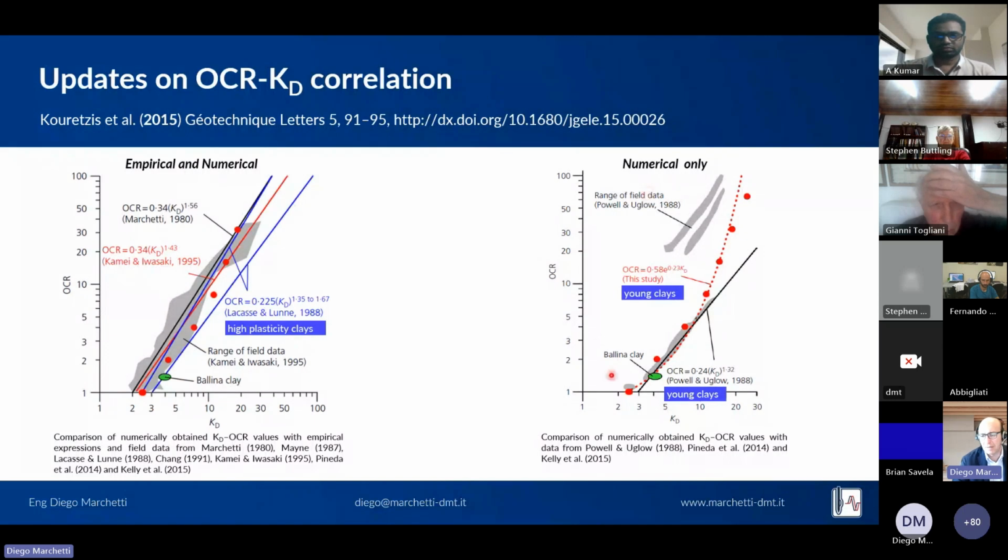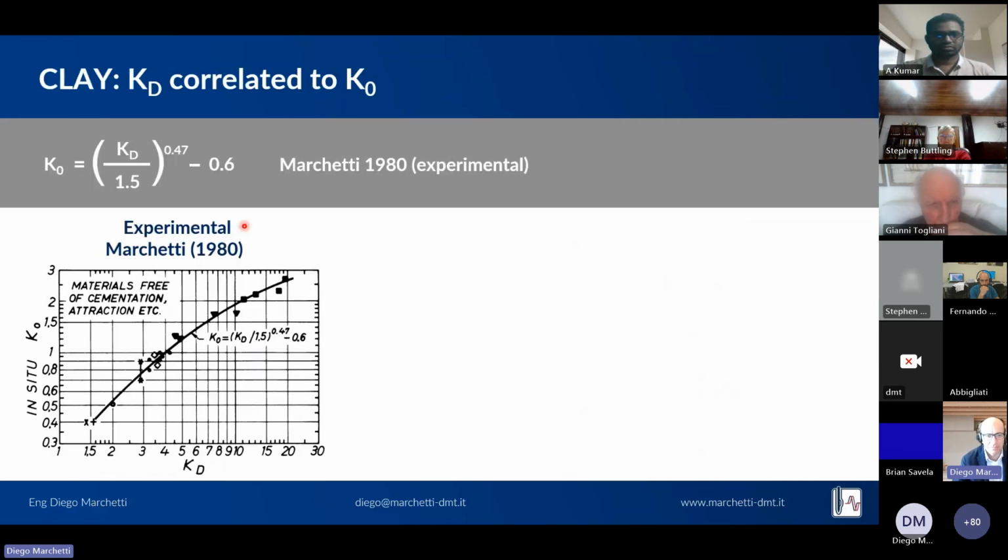And the same in this numerical study only, where in case the soil is a young clay, the proposed curve of OCR as a function, again, of KD, may be plotted according to this formula. But all the results I showed you before are using the Marchetti 1980 formula, which works quite well, I would say, in over 90% of the soils.